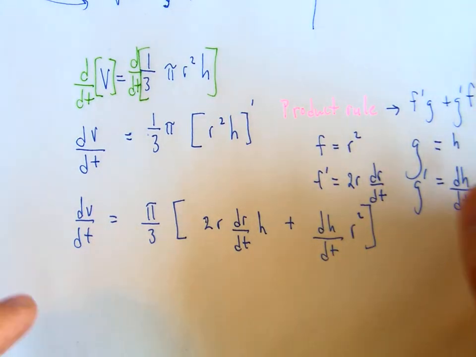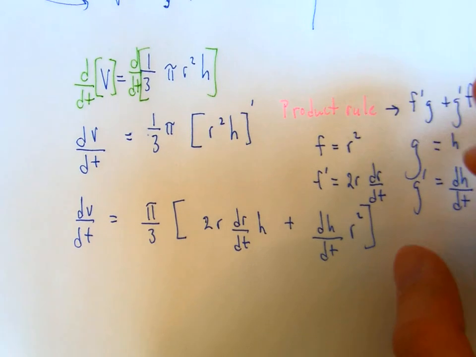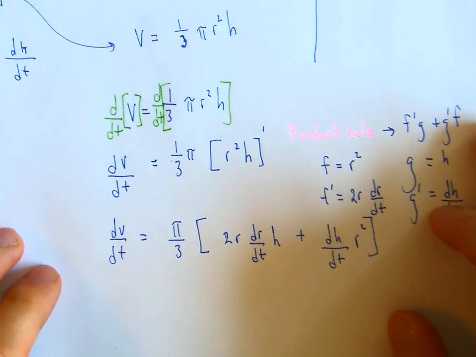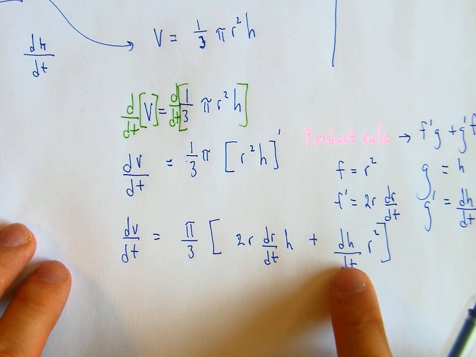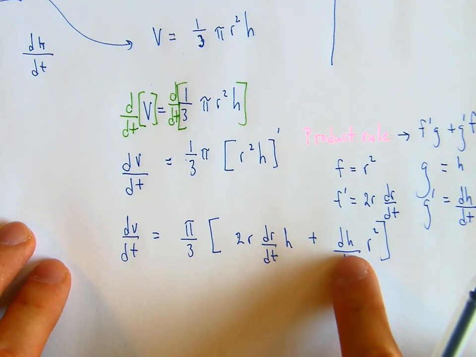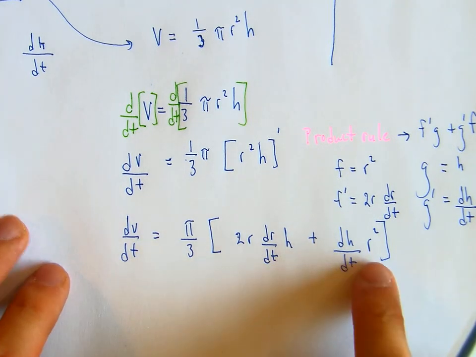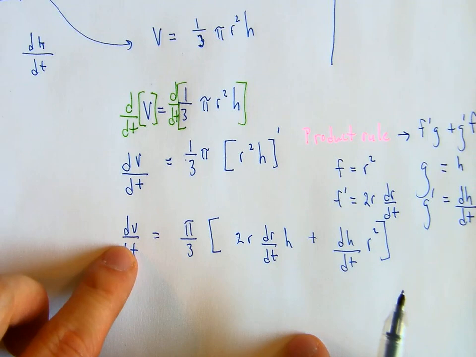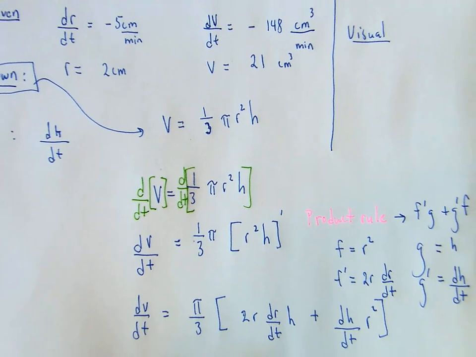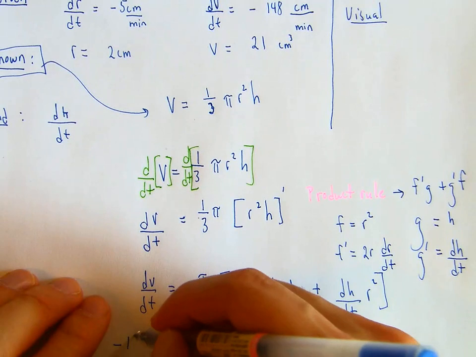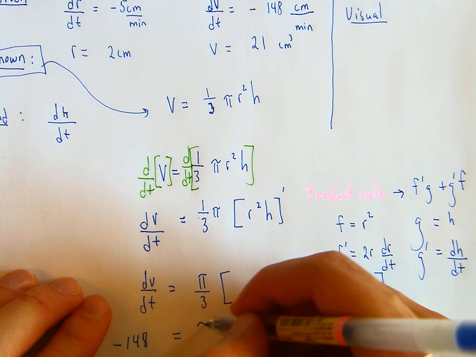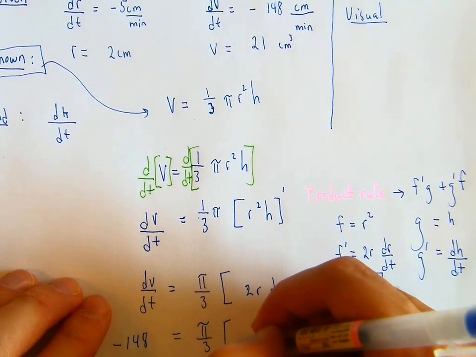What are you trying to find? Okay, let's just go back to the problem. You want to find dH/dt. So how can you somehow isolate this? But let's plug in the things that we know. So do we know dV/dt? Yeah, we know dV/dt. It is negative 148 equals pi over 3 times.